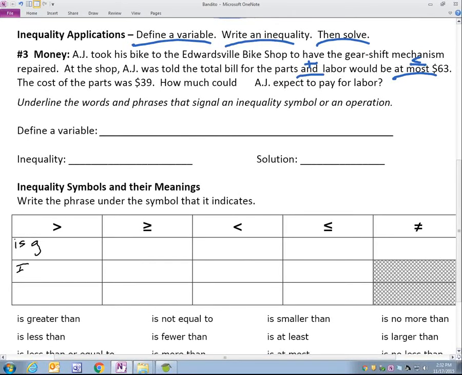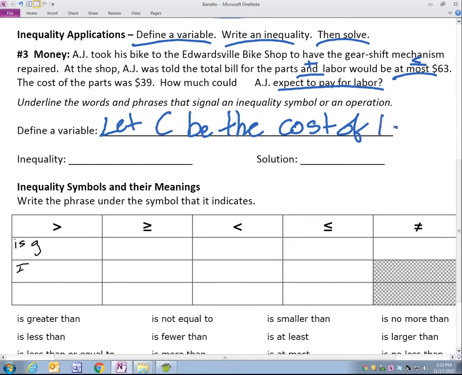Now, I'm going to define a variable. And whenever I'm trying to figure out what I'm going to define a variable for, I need to say, what are they asking for? What do they expect to pay for labor? So I'm going to say, let, and it has to be written like this, let C, for cost, be the cost of labor. Let C be the cost of labor.